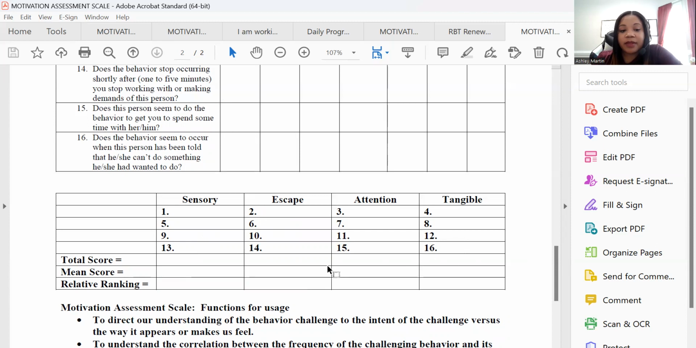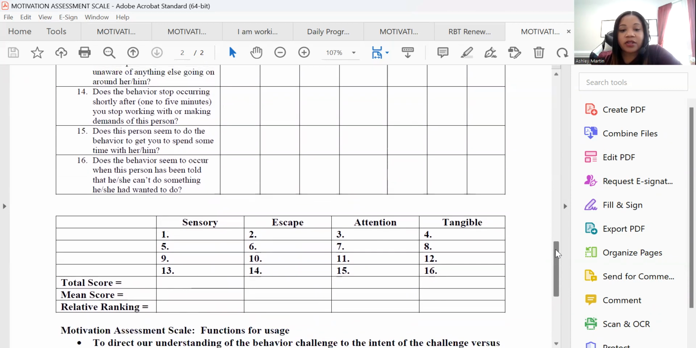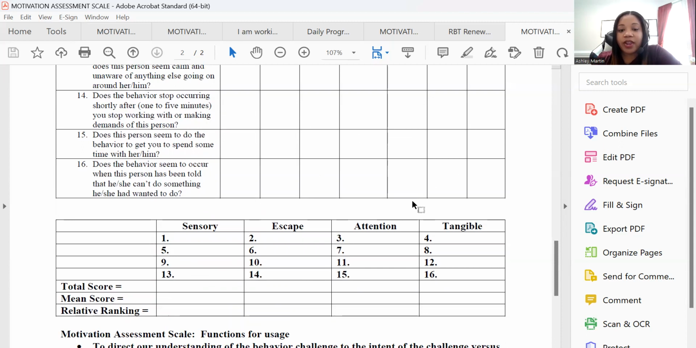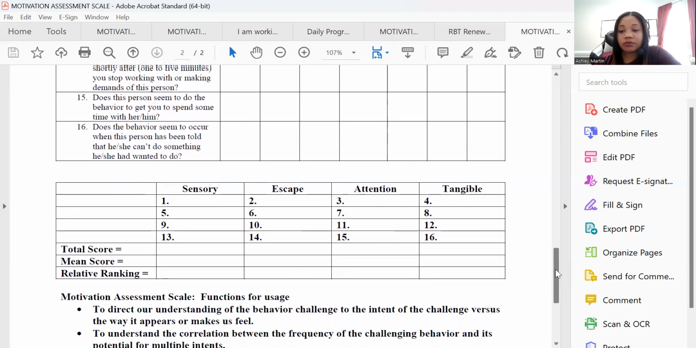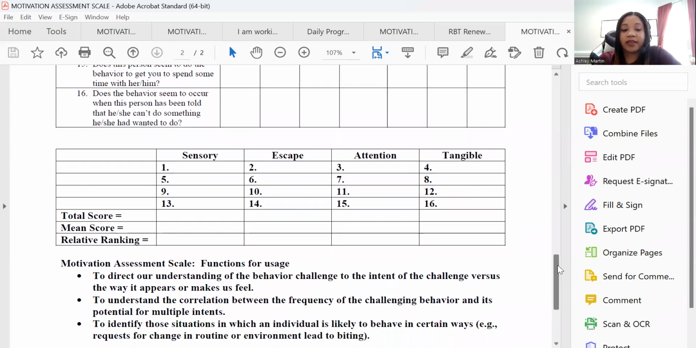So you can either leave this blank and return it back to me, but if you wanted to get an idea of how this is gathered, for each question, whatever number you rated, that number would go accordingly. So for number one, you'll have different numbers associated. I typically would just total each column right here. And then based off the total, say for instance, tangible had the highest total, then I will rank it from 1 to 4. So 1 is the primary, which is tangible, for example, of the function of the behavior.